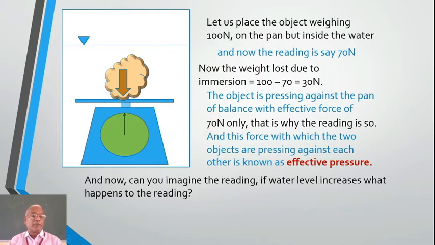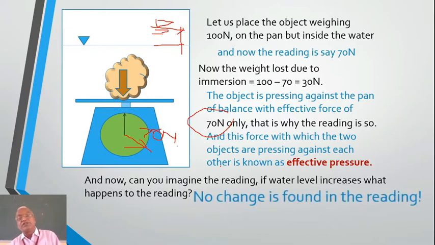Okay. Would you say 70 newtons is the reading? Yeah, it has come there, let us say, and the reading is 70 newtons. Okay. Now, what would be the expected reading if the level of water here rises to some other level? What happens? Will it depend upon how much is the rise of the water, or will it not change? Yeah, no change is found in the reading.